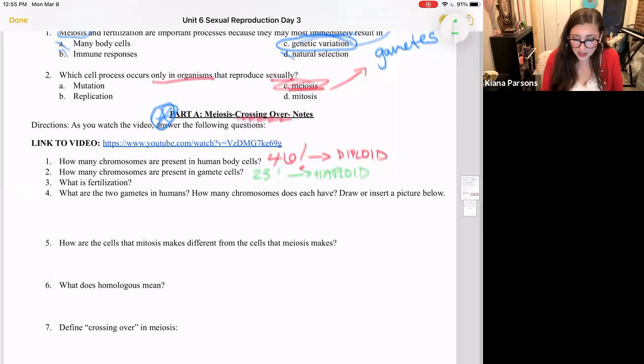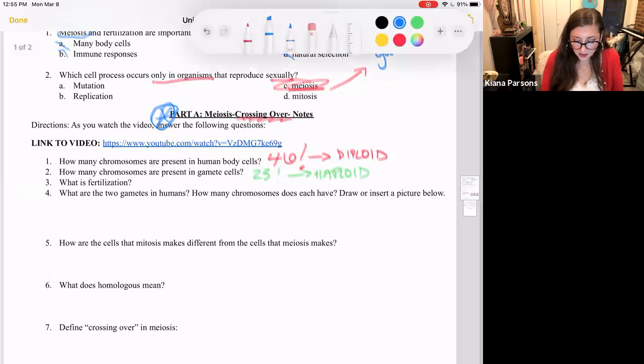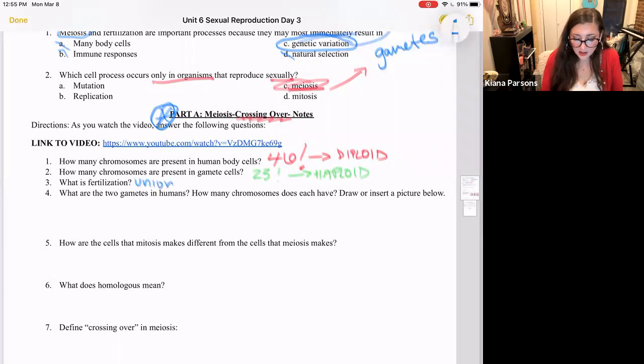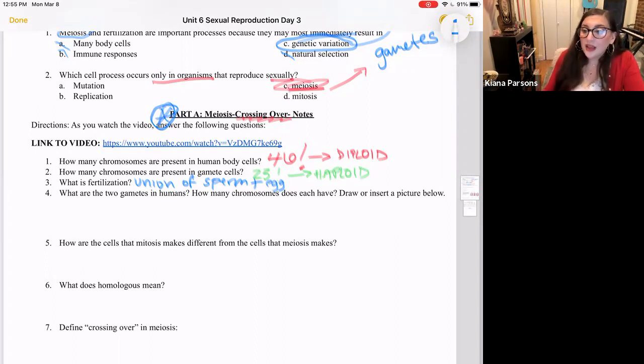What is fertilization? Union of sperm plus egg to create a zygote. What are the two gametes in humans? How many chromosomes does each have? Insert or draw a picture below. So if you can draw on your sheet like I can mine, please go ahead and draw on it. If not, insert, meaning get a picture off Google Images and insert it.